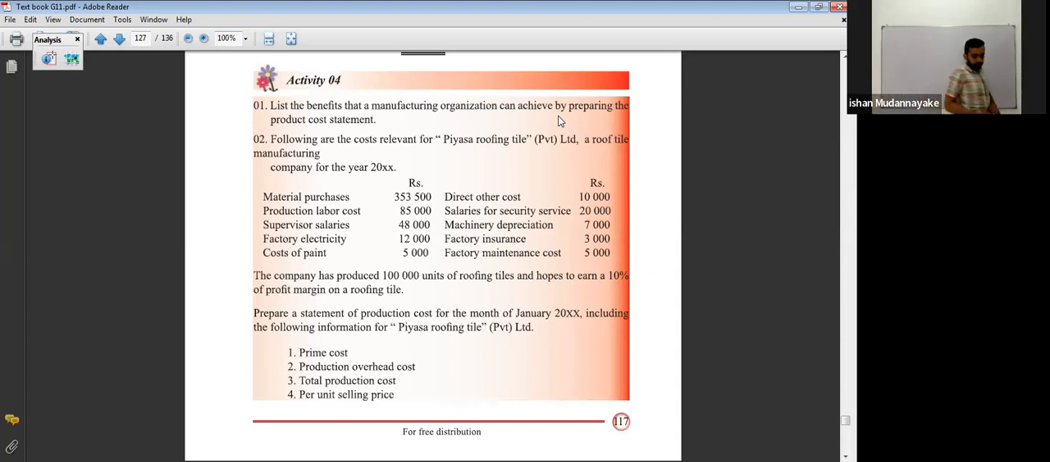Fine. Shall we start? Here, look at activity 4. List the benefits that a manufacturing organization can achieve by preparing the production cost statement. What are the benefits? Can you give me one benefit of preparing a production cost statement?